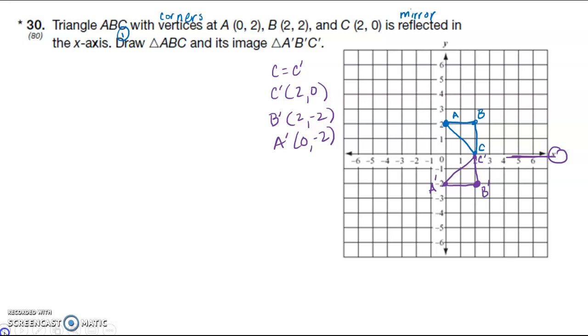Hopefully that's starting to make sense. Oh, I guess that's all of our starred problems. So if you have any questions, please let me know.